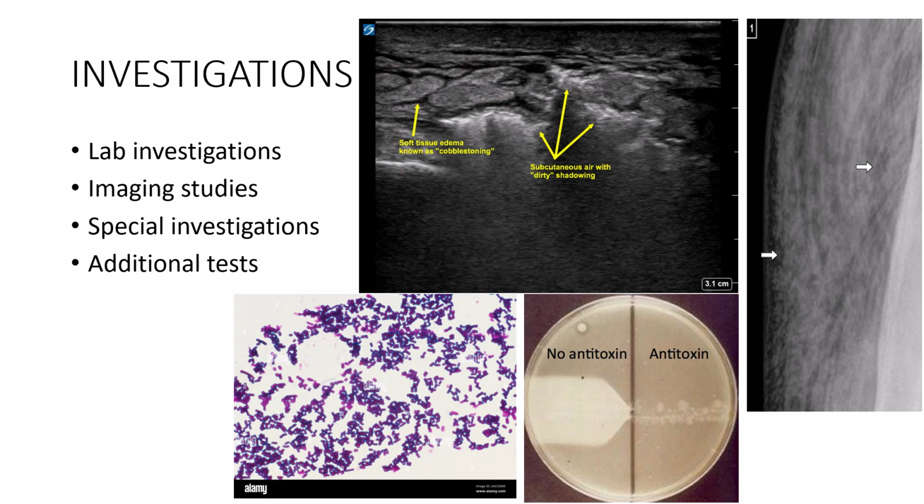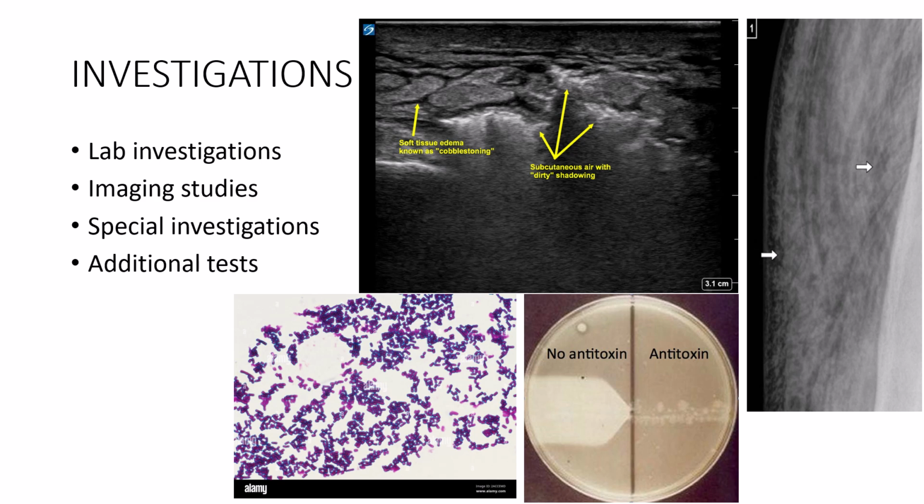Then we have certain special investigations. So what is the investigation? We can also do the CT scan and MRI scan. For the CT scan and MRI, you'll be seeing the gas formation and the extent of the necrosis. This is actually useful if you have chest or abdominal wounds.